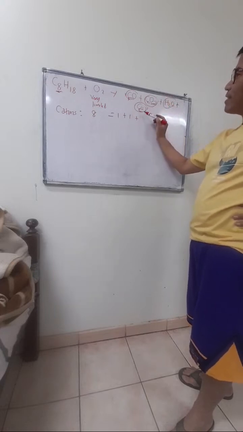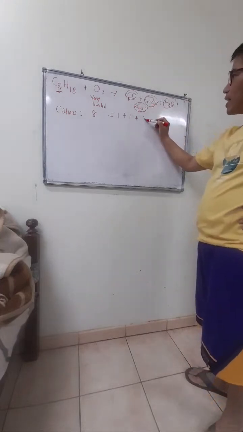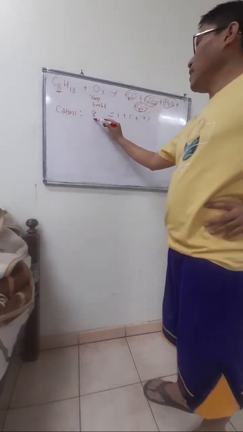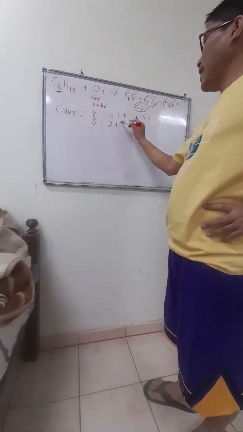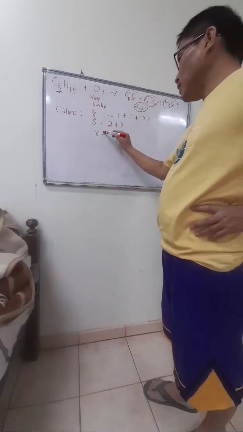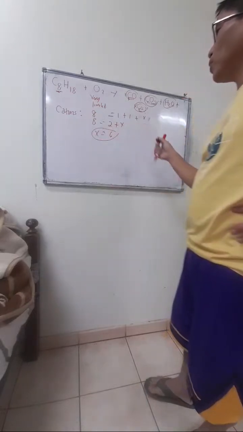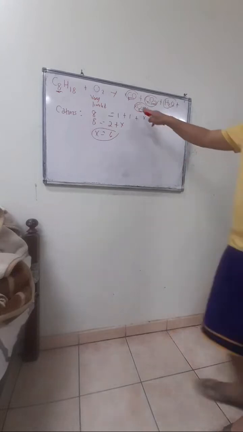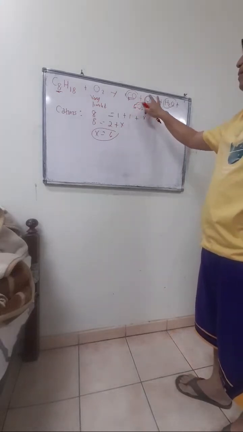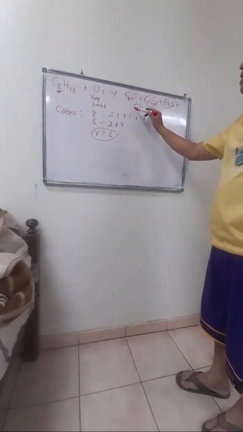Then we let X be the number of atoms of carbon solid here because we don't know. So X times 1, or simply X. Okay, 8 equals 2 plus X. So X equals 6 when transposed, right? Okay, 6. So you have to put your 6 here in the carbon solid. So carbon: 1, 2, 2 plus 6, it's 8.